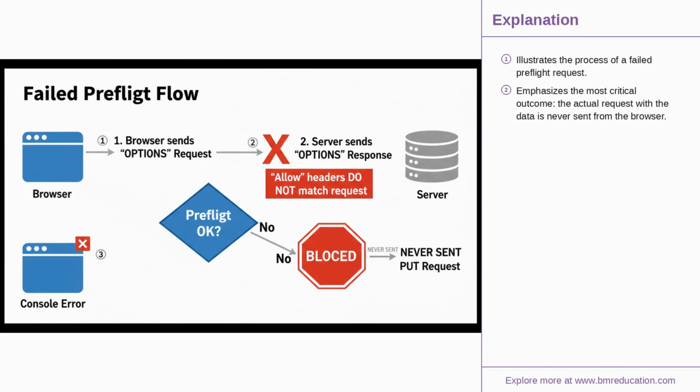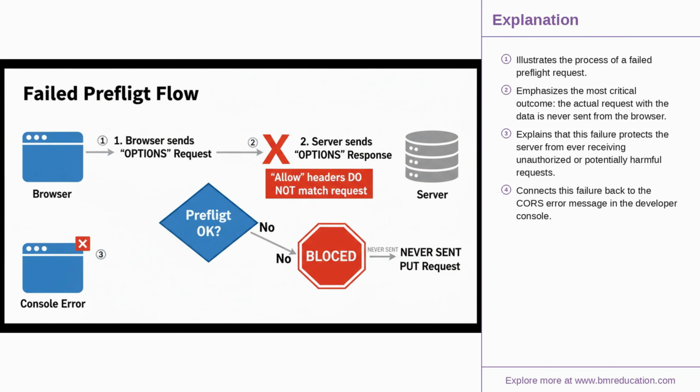However, if the server's preflight response does not permit the intended method or headers, the preflight fails. The browser sees that it does not have permission and immediately stops the entire operation. Crucially, the actual request, the one with your data, is never sent. The browser simply logs a CORS error in the console, protecting the server from receiving an unauthorized request in the first place. This is a vital security stopgap.